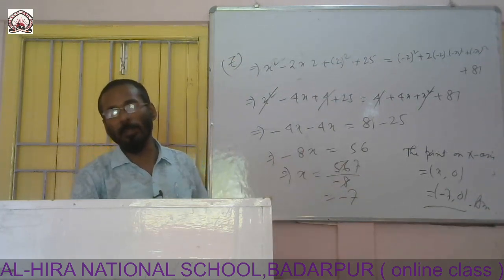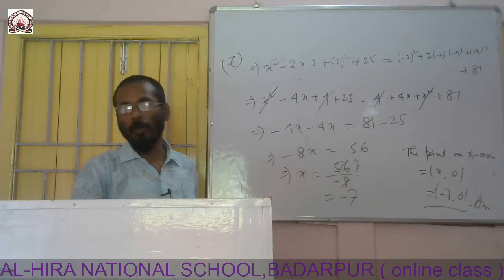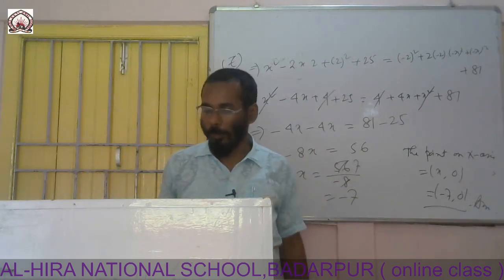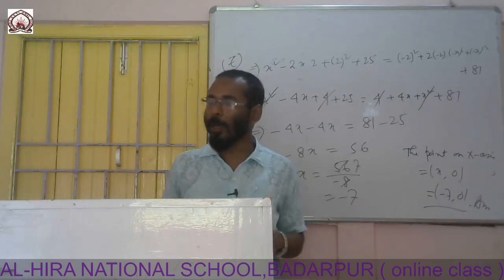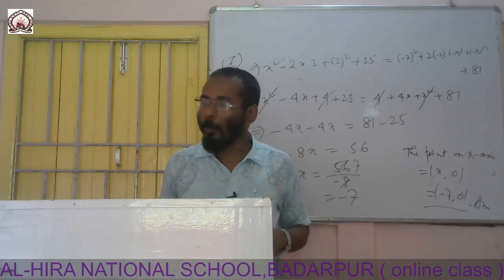So by using the distance formula for QR and PR, you can find the values of x. Questions 8 and 9 are the same as question number 7. You try it and practice it.